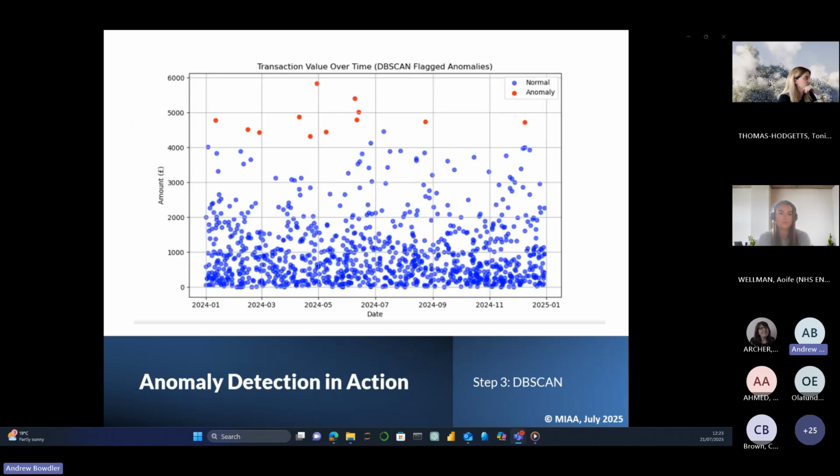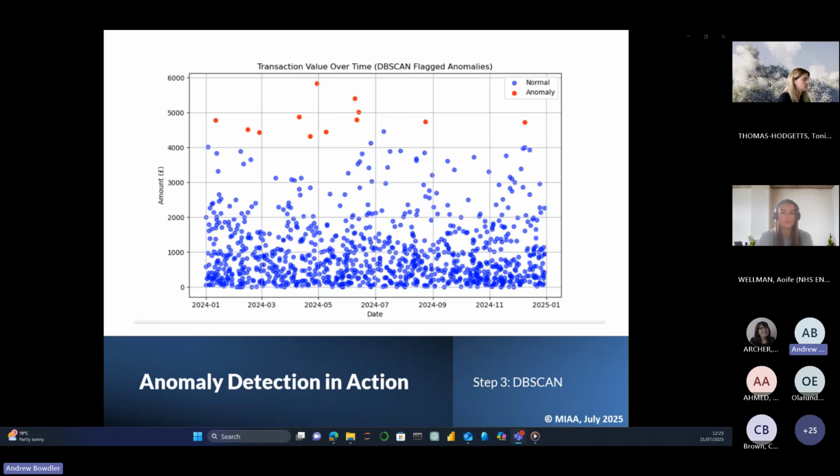Here's what it found. 12 transactions stood apart. Just over 1% of the data, a manageable review burden. These weren't just random spikes. They occurred in well-established categories like IT and energy. That's key. Even familiar categories can conceal outliers if the timing or spend diverges from the norm.